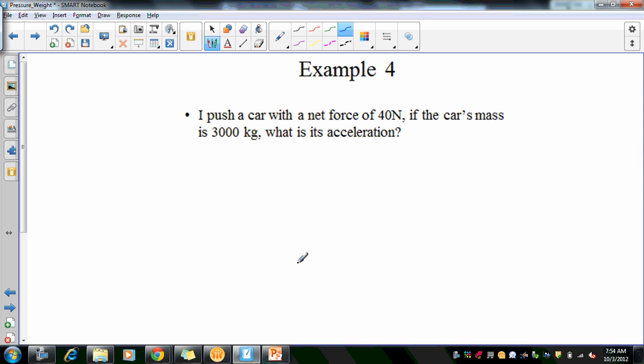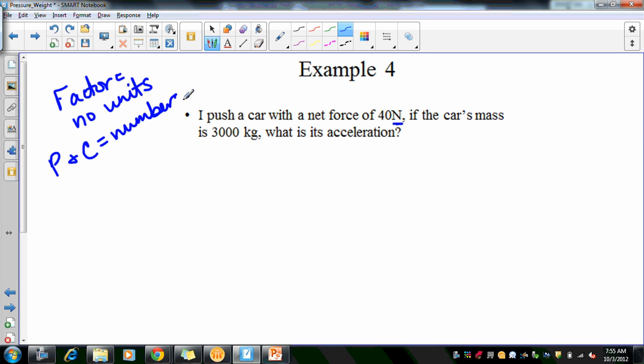So now these are actually giving us values. If you are given values with units, that's a way to help you out. Factor questions usually have no units, whereas plug and chug is going to give you numbers with units. Typically.